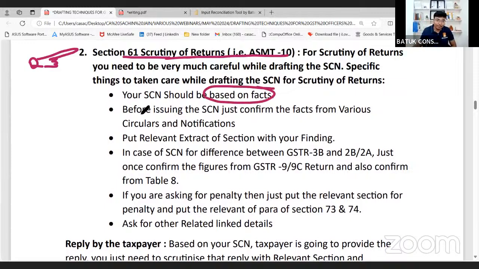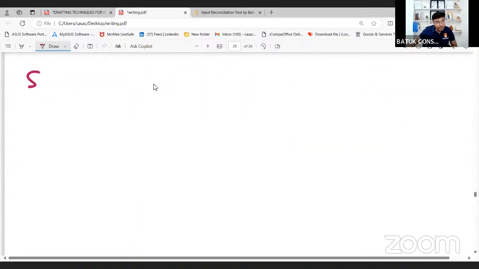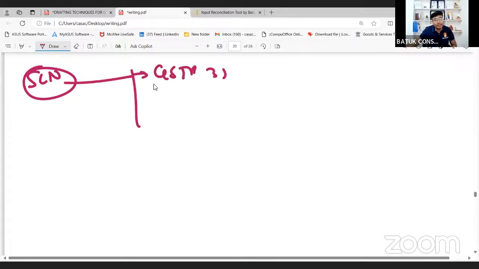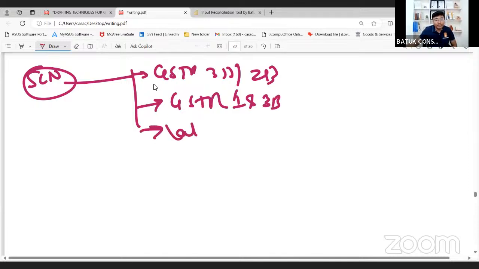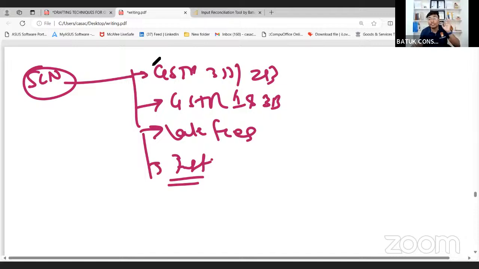Okay, if you are going to issue the show cause notice regarding scrutiny of returns on account of mismatch between GSTR 2B and 3B, GSTR 1 and 3B, on account of late fees, on account of interest, in that case just confirm once that your notice is based on the facts only.